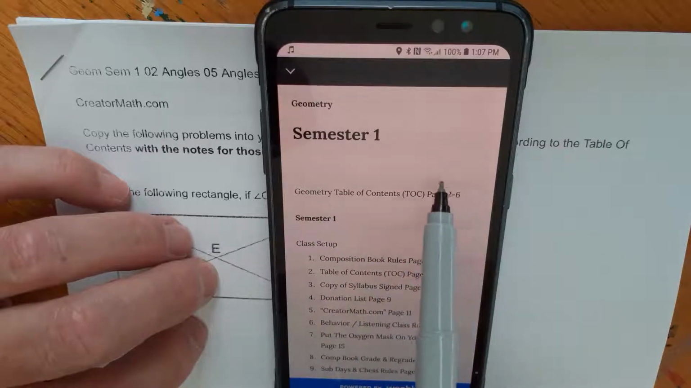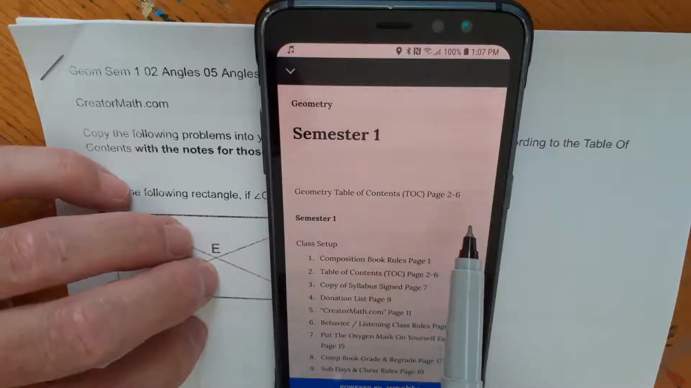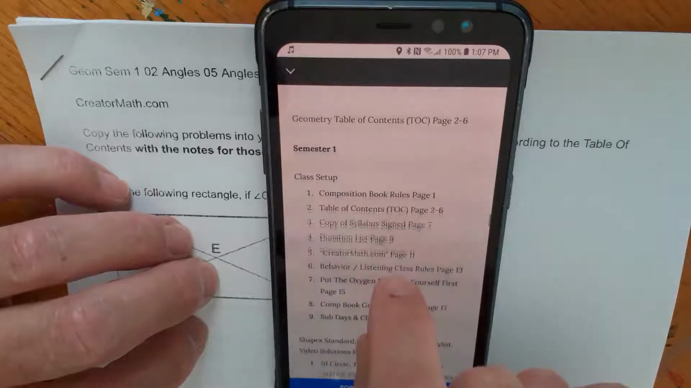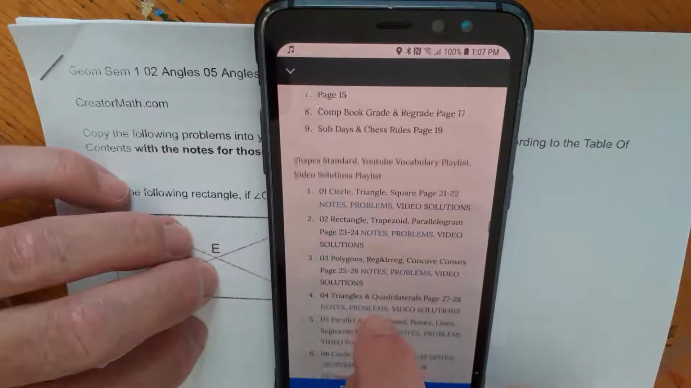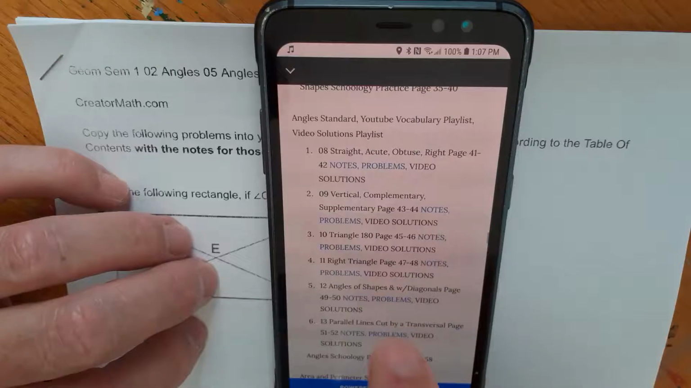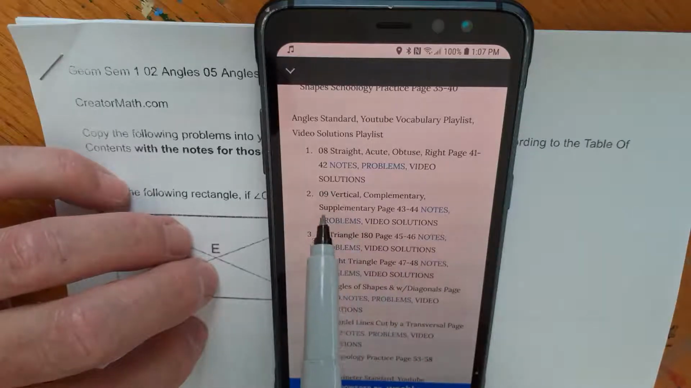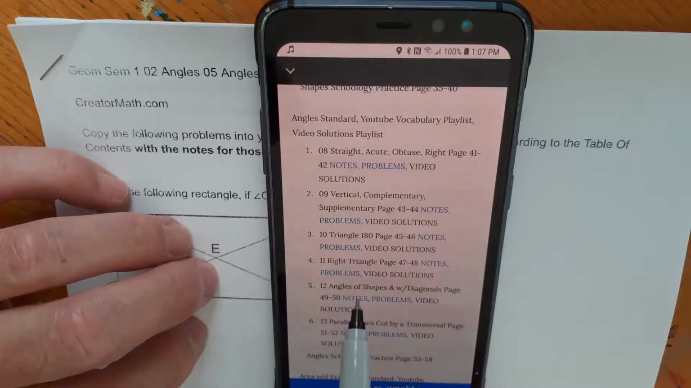Make sure you have copied this already onto pages 2 through 6 of your composition book. You're going to copy every one of these lines onto one line in your comp book. We're going to go down to Angles, and we're going down to number 5, Angles of Shapes and with Diagonals. Here's the page numbers it goes on in your comp book. These are the notes. And you guys don't use these page numbers. Use the page numbers on the actual table of contents when you're watching this, because by the time you watch this video, it's going to be different.